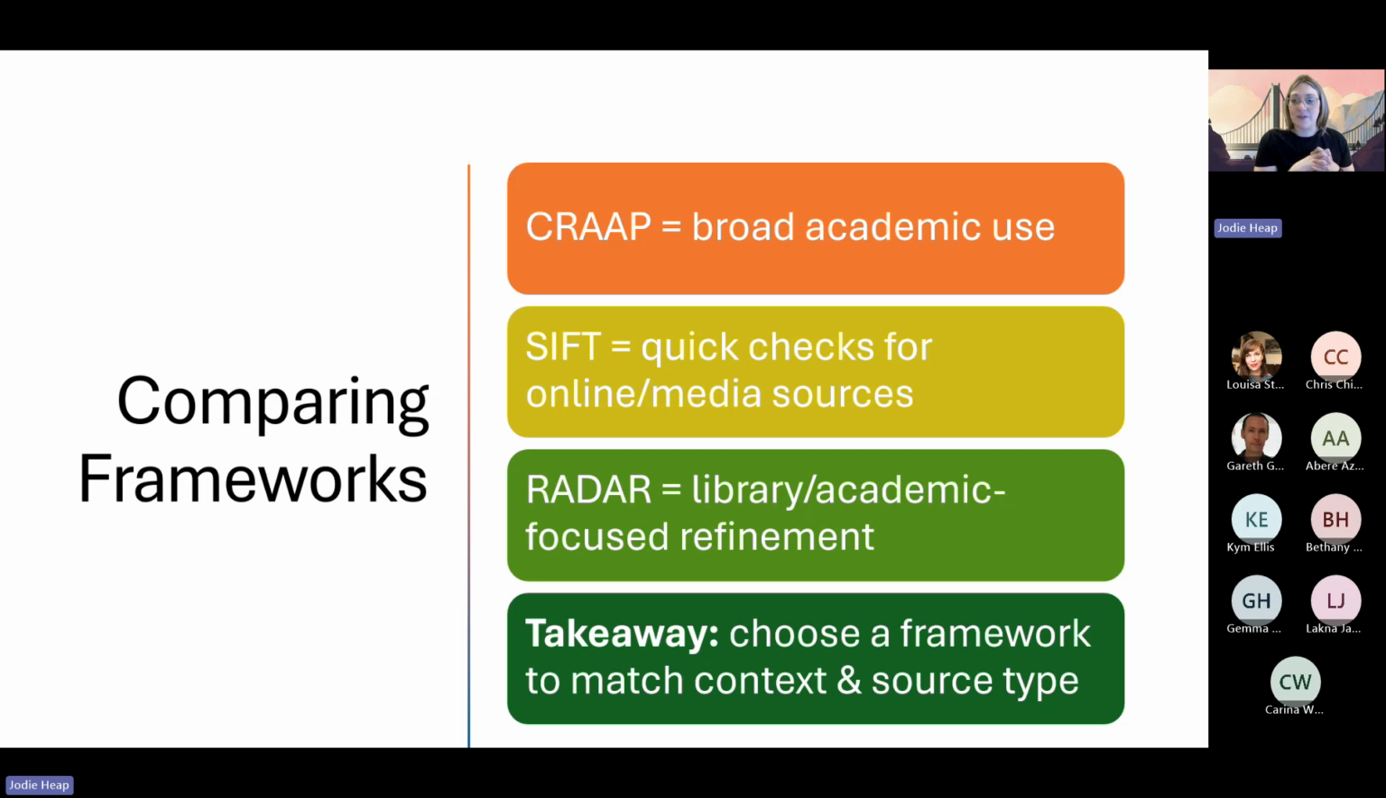SIFT is a system quick to use for everyday information. Yeah, I would agree.